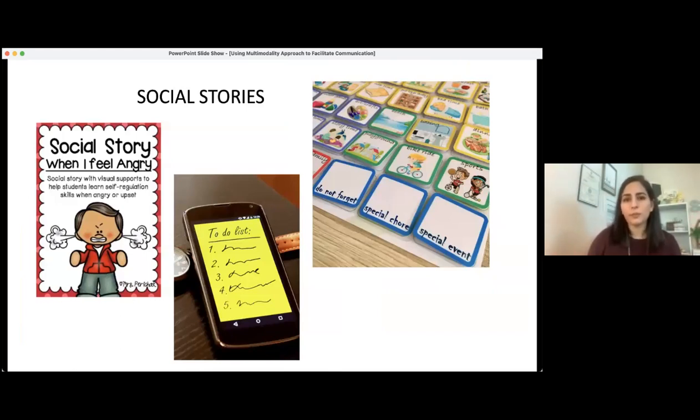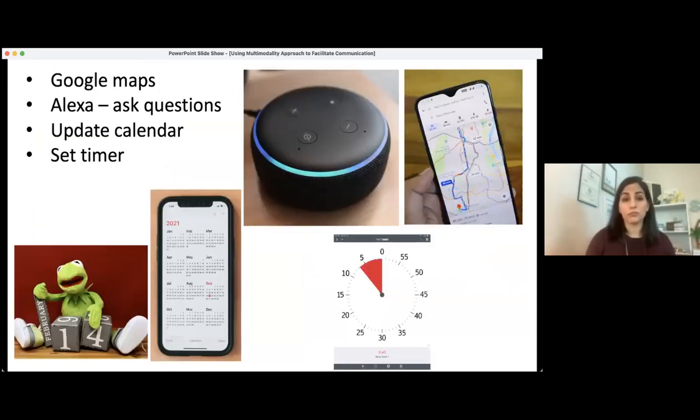Social stories are really important. To-do lists, you can do it on the phone, like I told you about my son, on a sticky note, on an iPad, on anything. Have the children put on timers for themselves. We have this perpetual calendar that our son, every morning, the first thing he does, he changes the date and the day. And Alexa is pretty good.